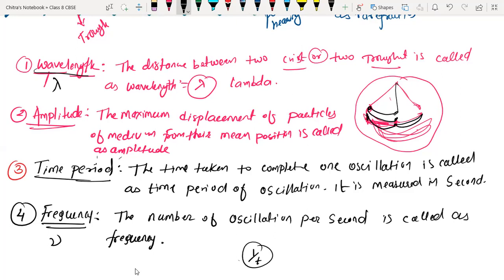Let me first write the unit of frequency now. Sir, it's hertz. Yes, the unit of frequency is hertz, and it is represented by Hz. Sir, can you explain the difference between hertz and decibel? We will discuss that also.